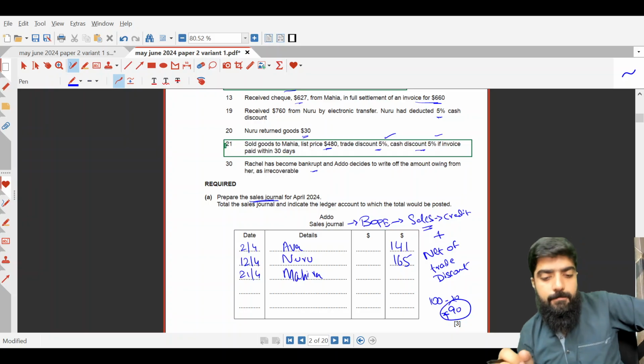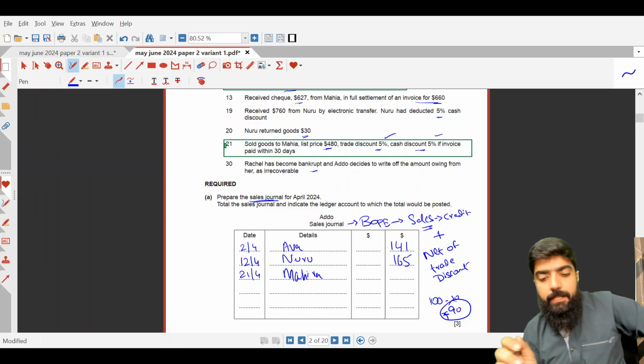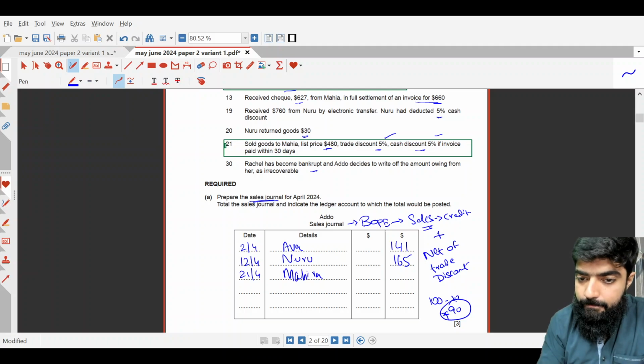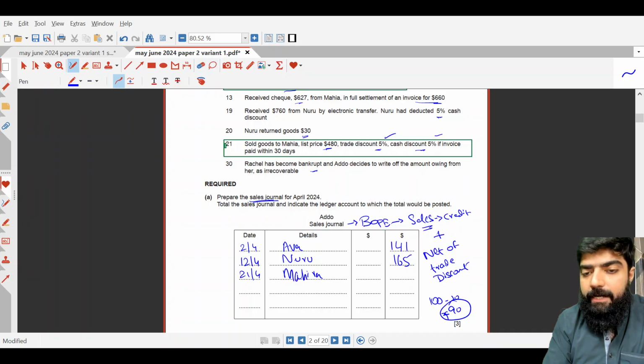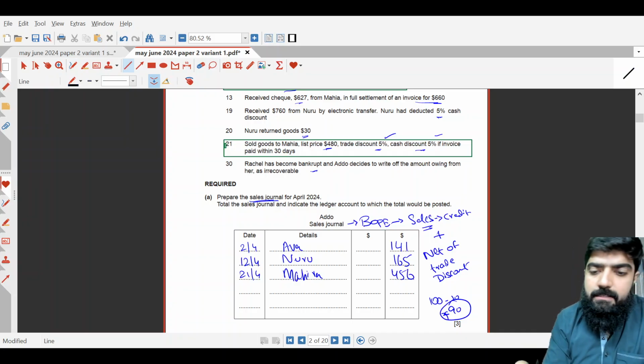What will be the amount? So the amount is about 480 times 0.05, 24. 24 is the discount. I need the net amount, right? Yes, so 480 minus 24 is 456. Okay.